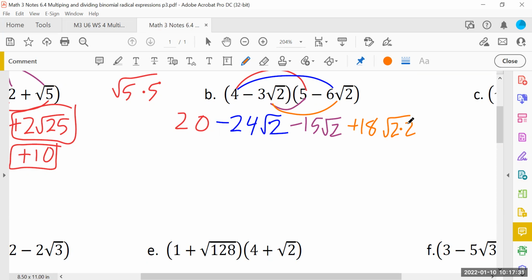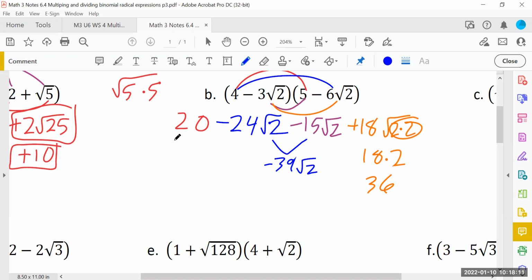Now, the orange one here, 2 times 2, I've got a pair of 2's, that comes out. 18 times 2 is 36. So we clean that one up. This will often happen where you get one where there's the square root, but it simplifies. Then we often have the two in the middle that combine. Here they're both negatives. -24 minus 15 is -39 root 2. And again, it's negative.